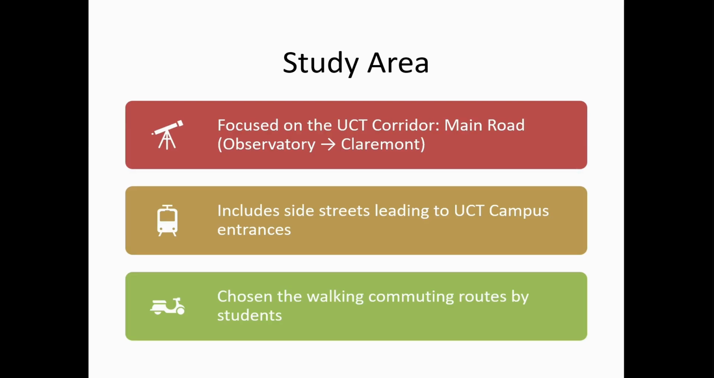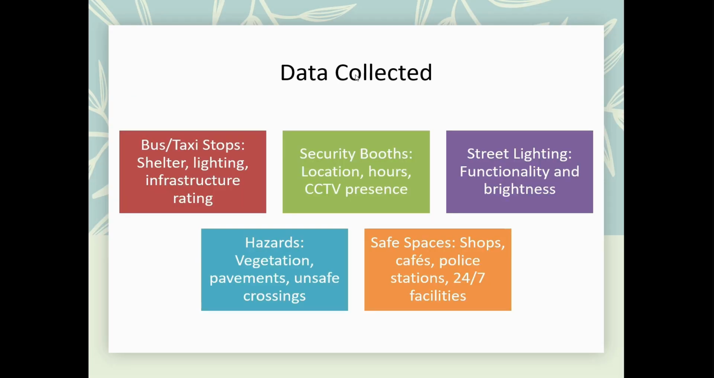In this project, we focused on the UCT corridors, which is mainly Observatory to Claremont. This included side streets leading to UCT campuses, either driving or walking pathways. The data that we used for this project include bus or taxi stops, which had some attributes, like: is it a shelter, is there any lighting, and infrastructure rating, whether it is good, shelter, poor, or just damaged.